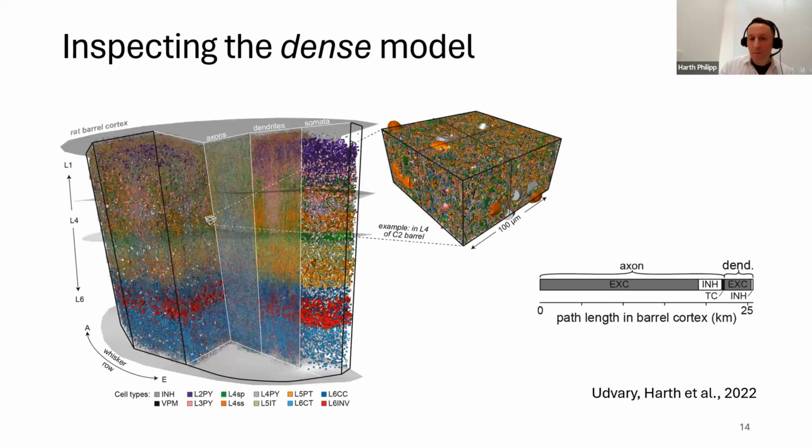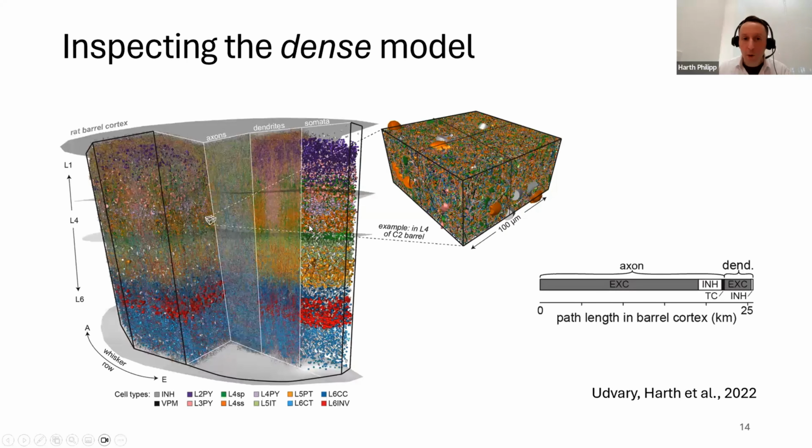If we do an upscaling, we now map these representative morphology samples to every soma, to every cell body within the volume, and we obtain a dense model. And in this dense model, we now have a realistic packing density as it would be found in neural tissue.